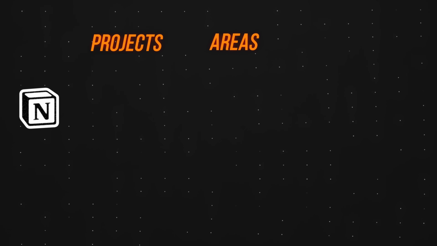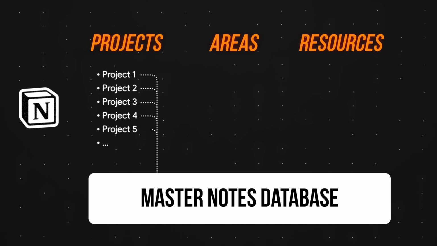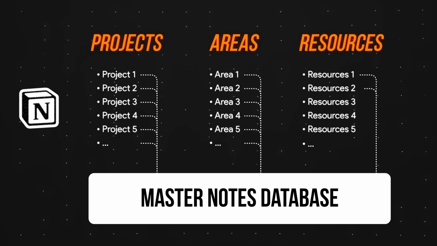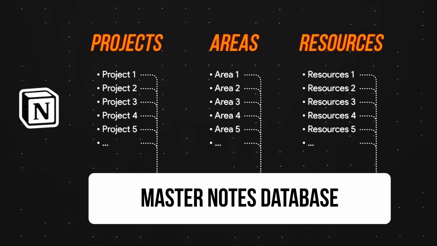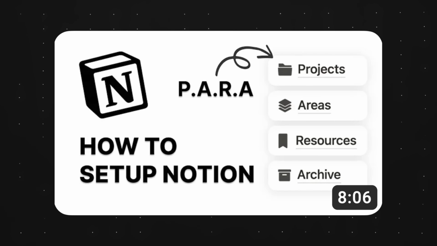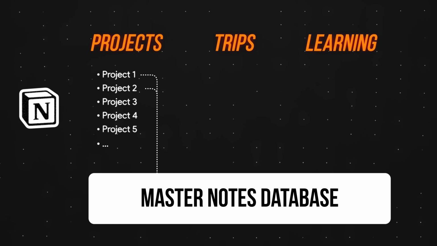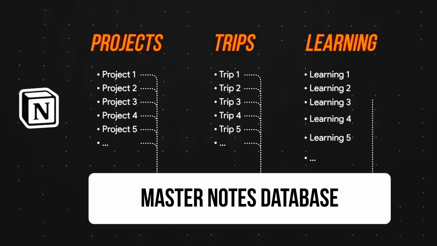I organize my life in Notion by projects, areas, and resources. My master notes database cuts across all three and only surfaces the notes related to those categories. Can you use the system even if you don't follow Tiago Forte's pair method? Of course. If you had projects, trips, and learning, for example, you would use the same method to surface relevant notes. I'll go through exactly how to set this up in a moment, but the benefit should be obvious.